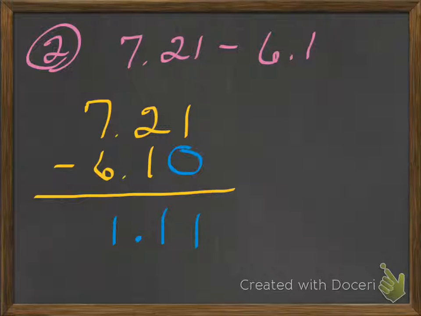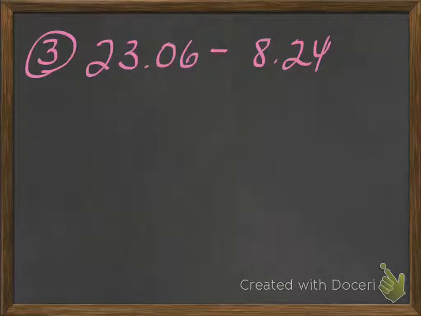Okay, so first I noticed that after I lined up the decimals and rewrote my numbers, there was a missing 0, a hidden 0 in there, so I put that in. Then I subtracted, and I got 1 and 11 hundredths as my answer, and boxed that. Number 3, 23 and 6 hundredths minus 8 and 24 hundredths.